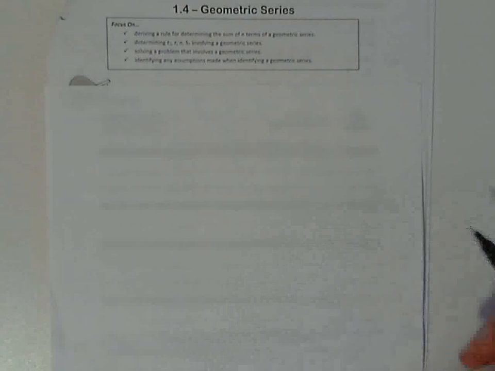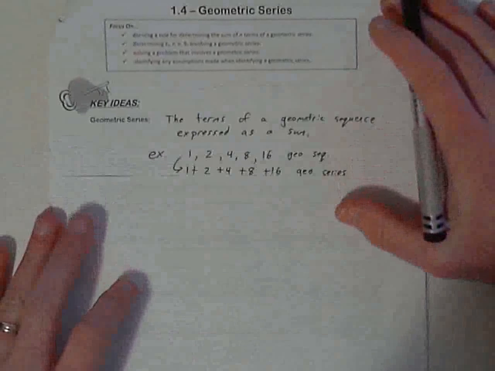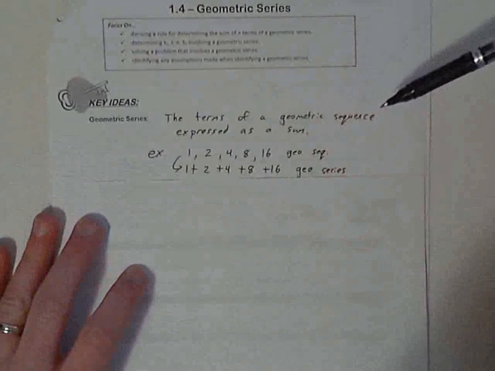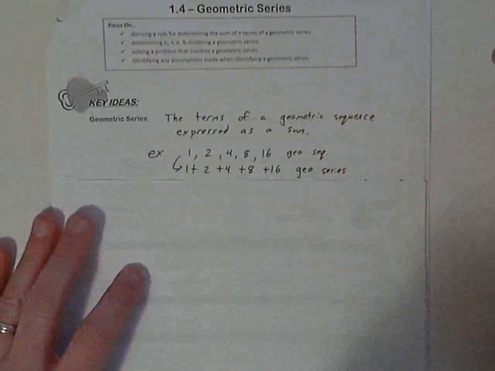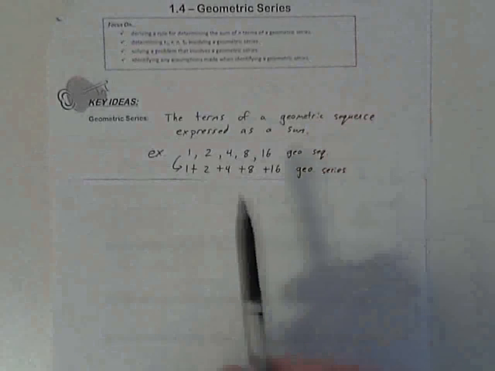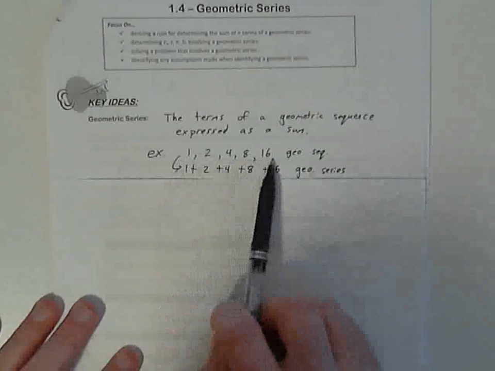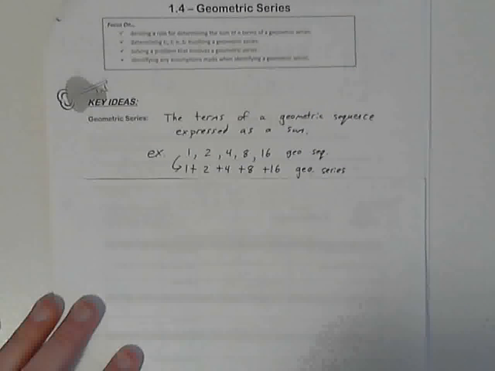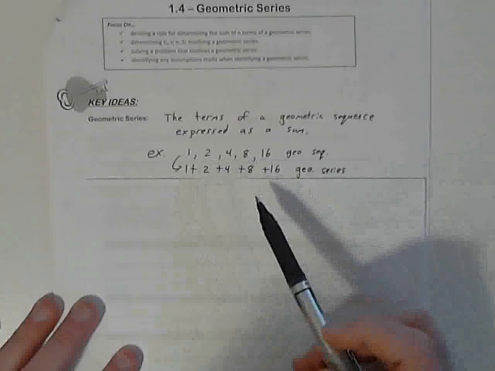So, definition, geometric series is the terms of a geometric sequence expressed as a sum, is the definition the textbook uses. This should be pretty straightforward. The geometric sequence, the simplest one is 1, 2, 4, 8, 16, so doubling every time, r equals 2. Geometric series now is, instead of doing that with the commas, we're just adding them all together. So 1 plus 2 plus 4 plus 8 plus 16, and it goes on and on like that.